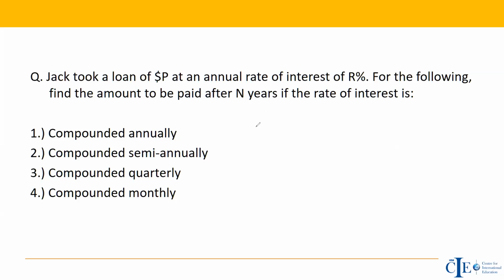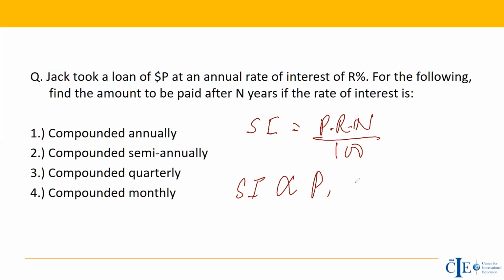Also, a very important point to remember: if you have to use direct shortcuts, by the very nature of the formula, SI is P into R into N over 100. It's expressed as a product of PRN. So you can say that simple interest is directly proportional to P, also to R, and also to N. You can keep all the other things constant, and if one changes, the interest would also change by the same factor.